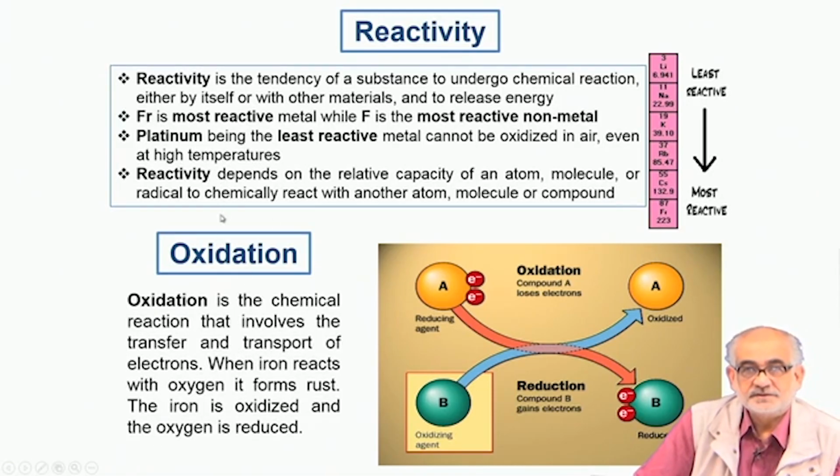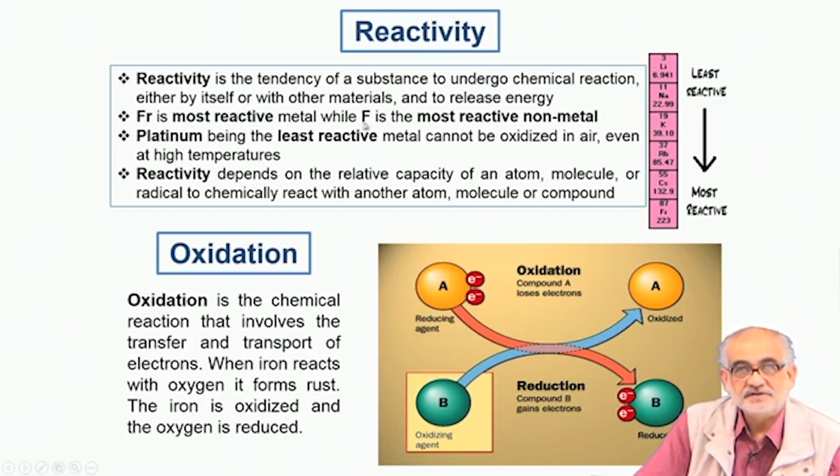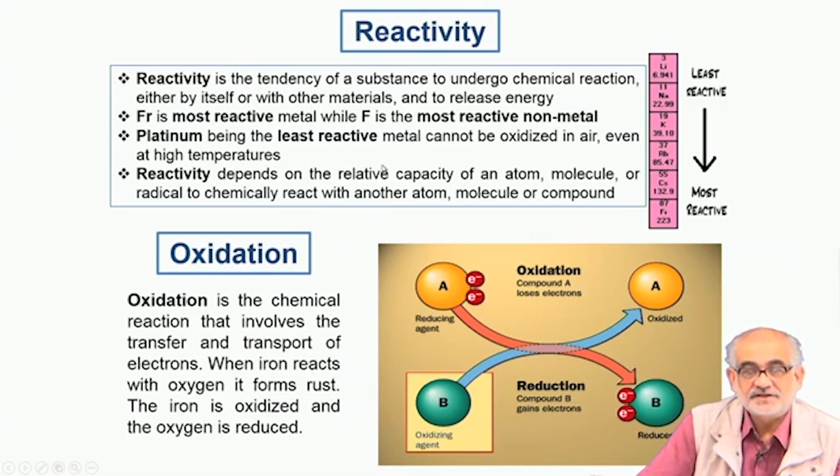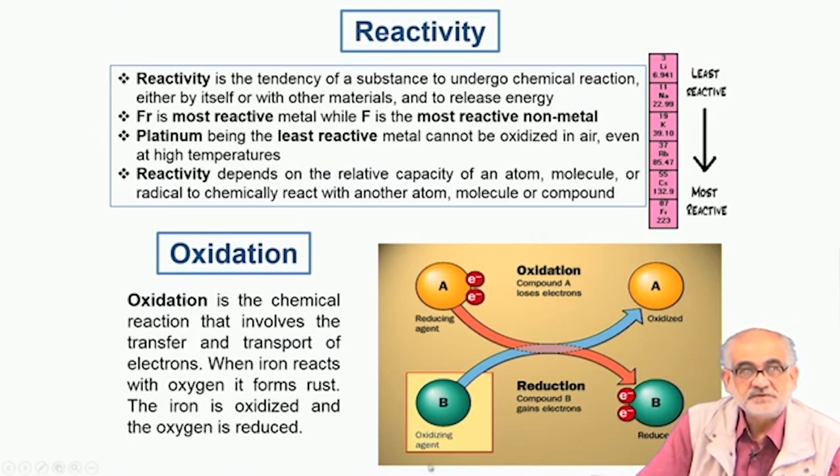So, for example, francium is the most reactive metal, and it is in the first period, and then we have fluorine, which is the most reactive nonmetal. So whenever you have elements that are too far apart in the periodic table, they are likely to react with each other very strongly.